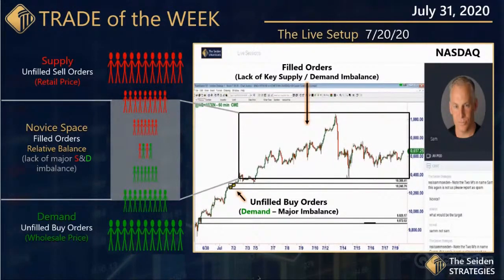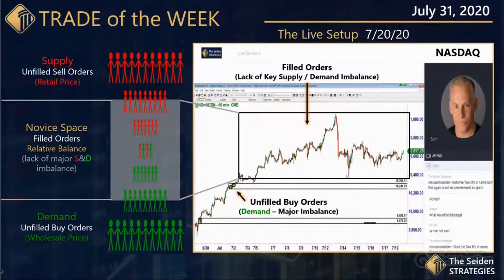Now let's talk through this before we dive too deep. It's all about answering two questions: where will price turn and where will it go? To answer those questions, we look over here at our guide on the left, right? We understand that unfilled orders, or supply or demand, cause prices to turn.